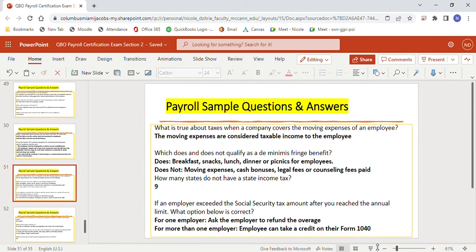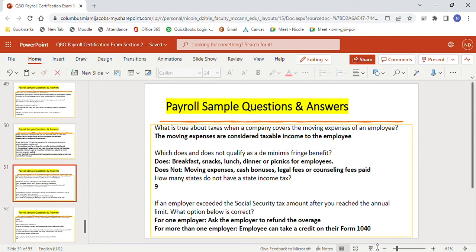Which does and doesn't qualify for the de minimis fringe benefit? Breakfast, snacks, lunch, dinner, picnics, anything that's basically food related and it's for everybody, that's not considered wages. But what does not? Moving expenses, cash bonuses, legal fees, or counseling fees. So anytime that your company pays for a lawyer, any type of legal fees or counseling fees, financial counseling or medical, mental counseling fees, and you ask for reimbursement, that would be considered income.